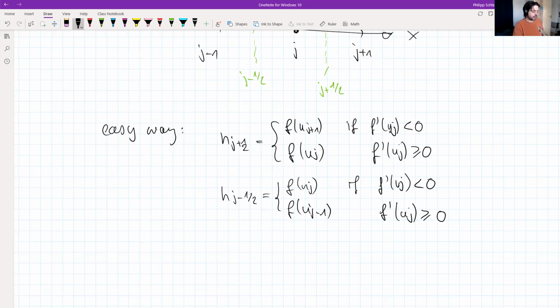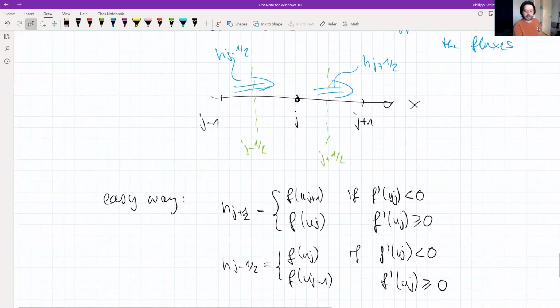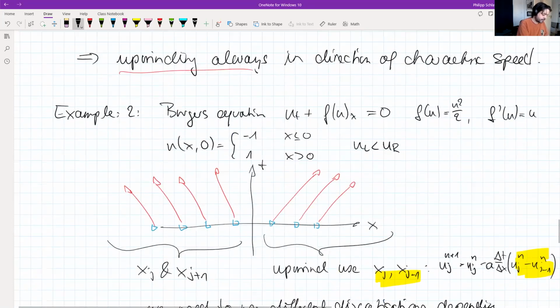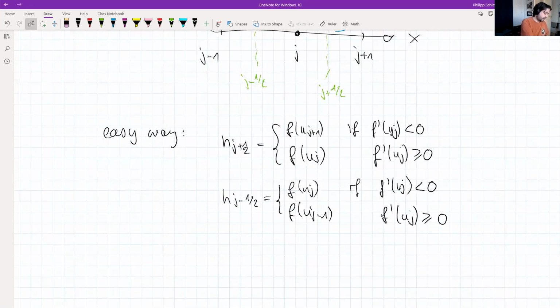But what does this do here? Why did I write it like that? Well, it just turns out that this f prime, of course, is the speed, right? That's the first derivative of the flux function that gives you the speed. So this condition here essentially evaluates: is my characteristic going to the left or is it going to the right?